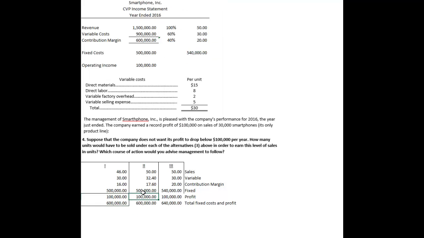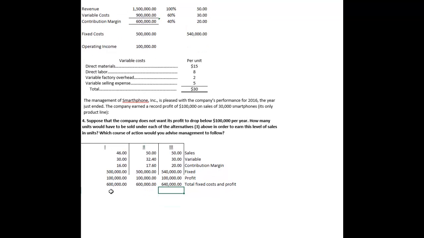Let me just, shoot. I'm not going to put the lines around these boxes, even though my OCD is going to kick in here.